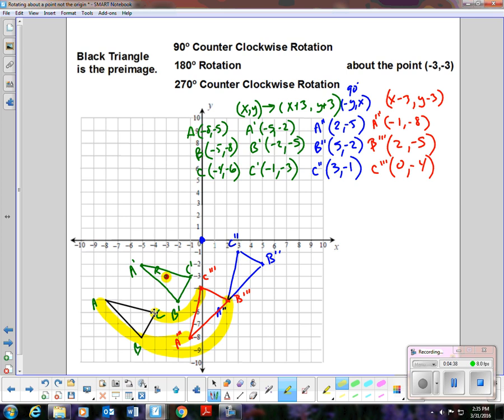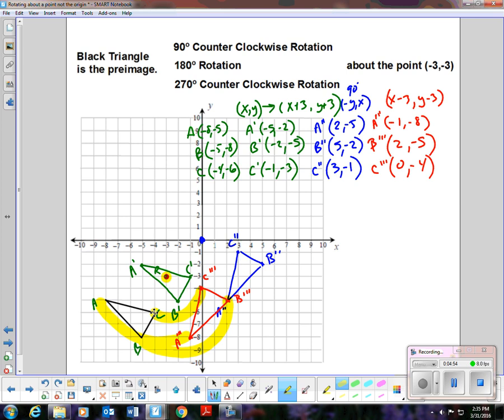So we had to move it to the origin, do the rule, then move it back to where it originally was, and that gets us the final answer. So the red is the final answer that we have. It took me 1, 2, 3 different transformations to get to that one answer.